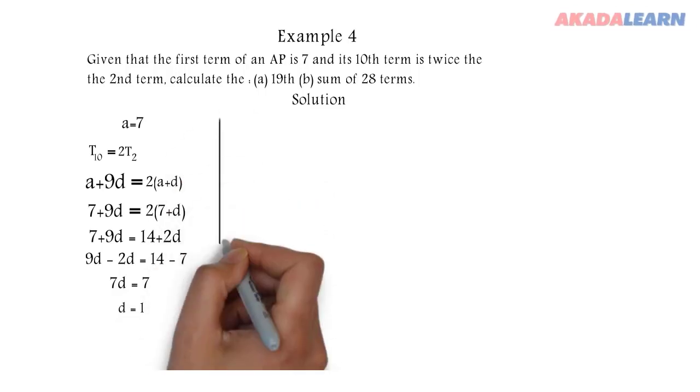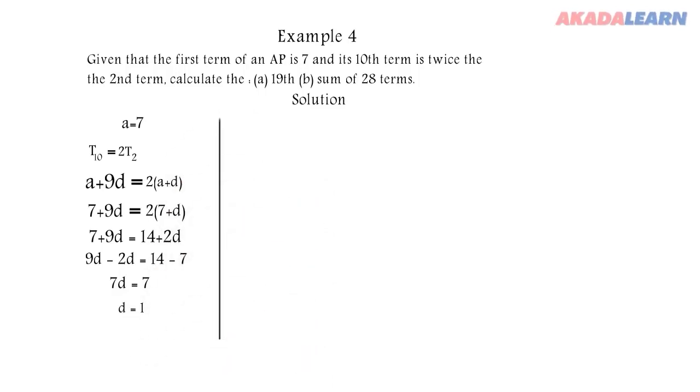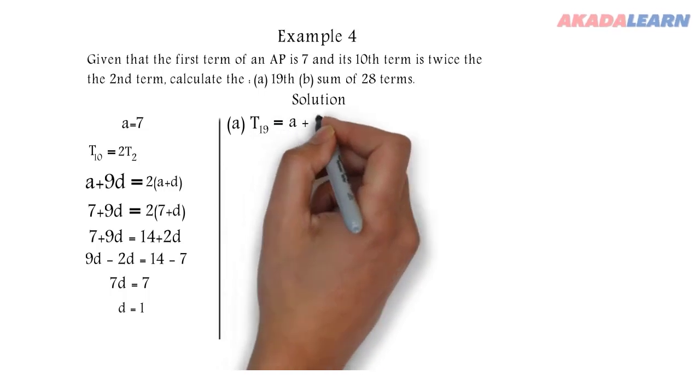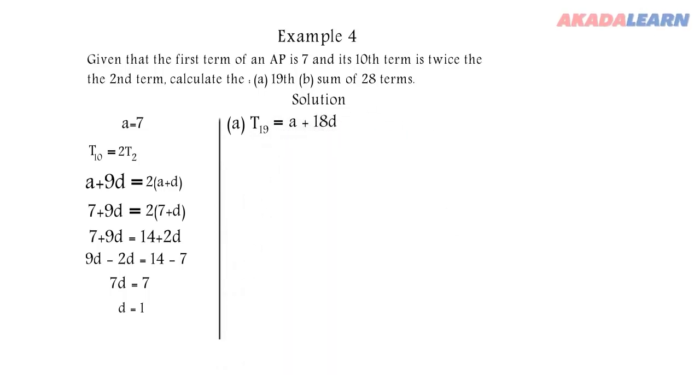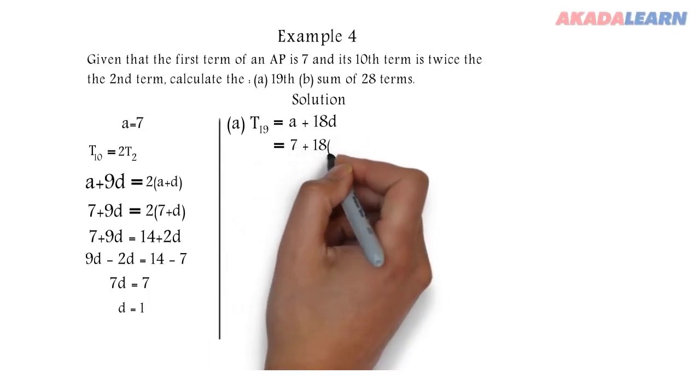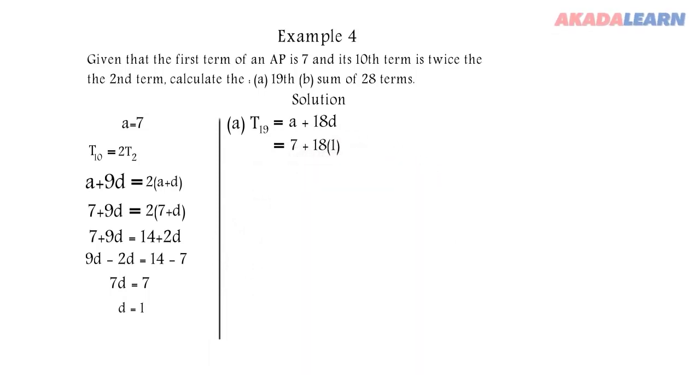So with this now, we can solve any question. Let's see the first part, a. T19 is equal to a plus 18d. I hope you know where 18 is coming from, which is 19 minus 1. So let's substitute in the value now. 7 plus 18 times 1, which is 7 plus 18, and that simplifies to 25. So the 19th term is 25.